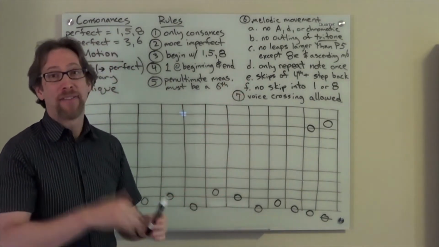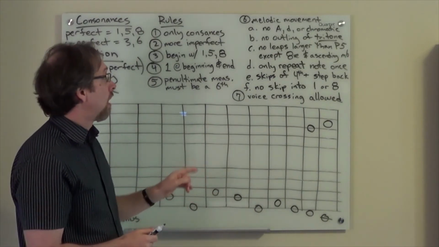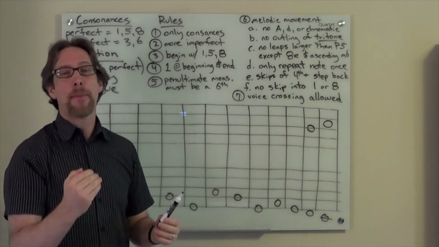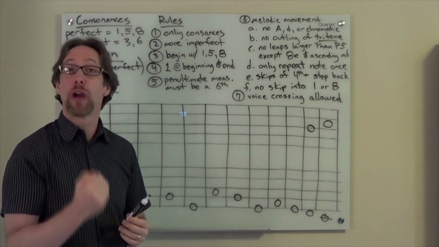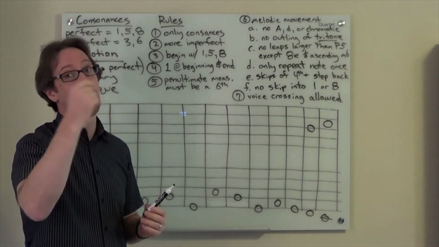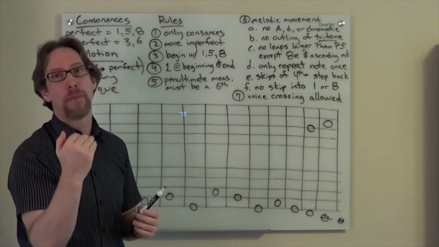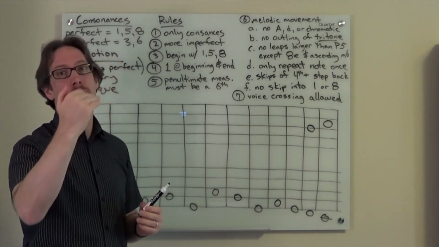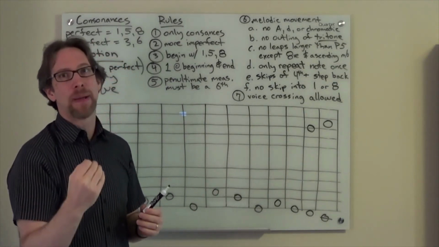If you do have a leap or a skip of a fourth or more, you want to step back in the opposite direction right away. So if you jump up from C to G, your next note should probably be an F back in the other direction. So skips must be filled in by stepping backwards.